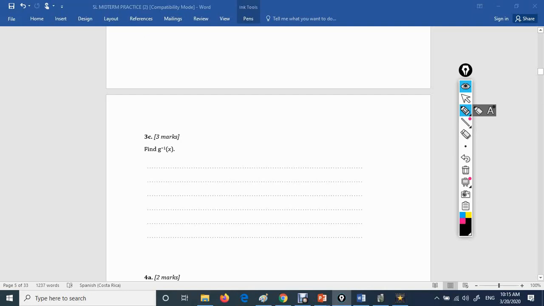So now we're on part 3c, where they ask us to find the inverse of g of x. Let's recall that g of x is equal to 3x minus 7. So they want us to find the inverse of this. Recall that to find an inverse, one of the easiest ways to do it is by exchanging x and y. Remember that g of x is the same as saying y. So let's do that. So we can say that x is equal to 3 times y minus 7.